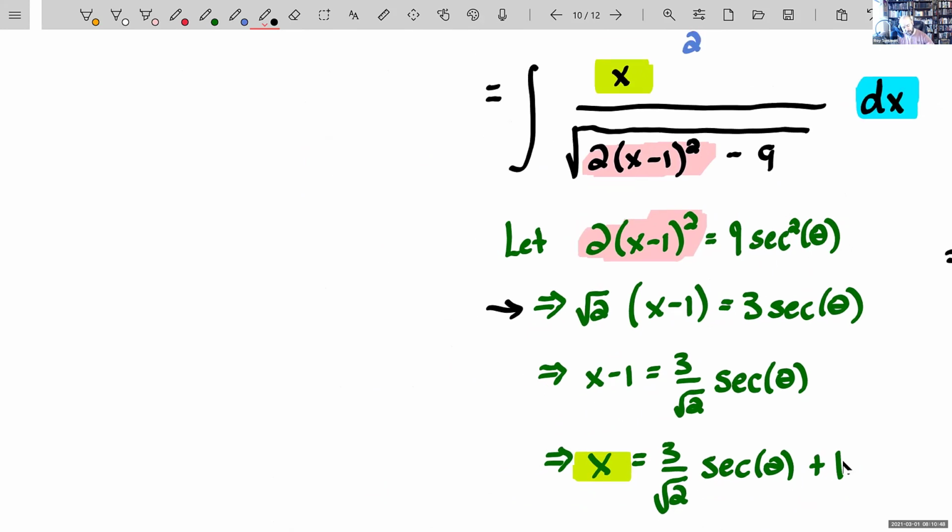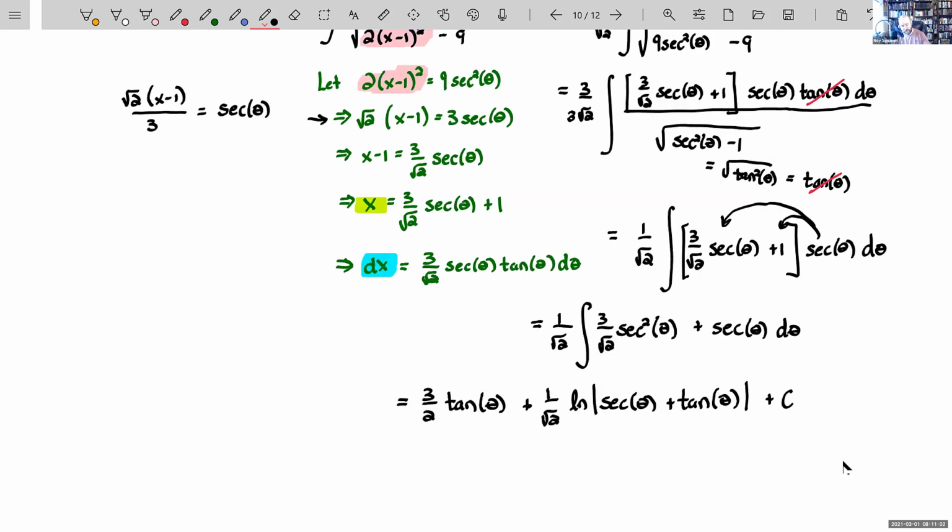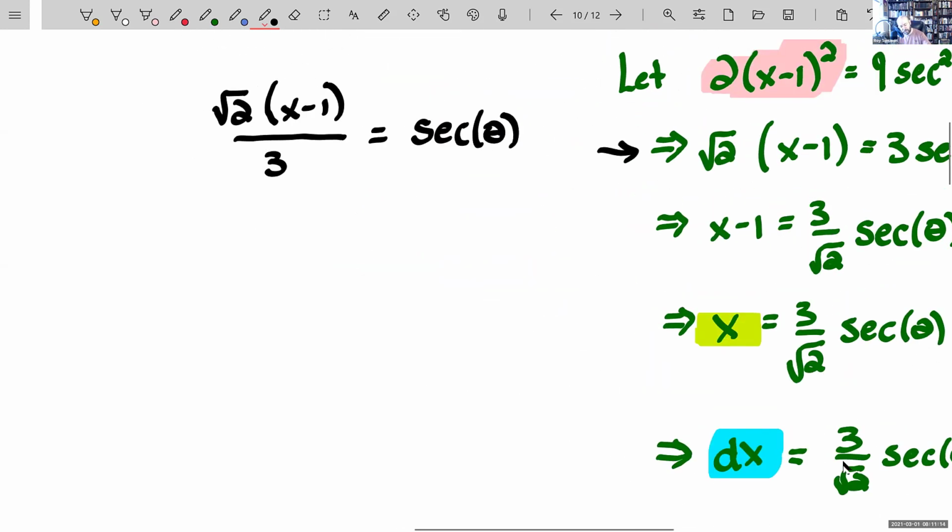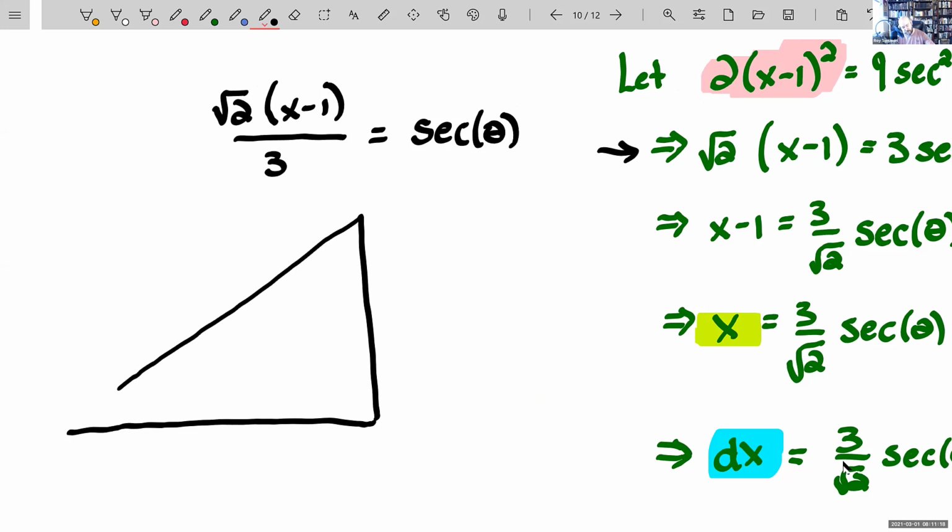So this tells us that root 2 times x minus 1 over 3 is the same thing as the secant of theta. I don't need to draw a triangle for the secant, because at least for this secant down here, I can trade it out immediately for root 2 times x minus 1 over 3. But I do have to draw a triangle to figure out what the tangent is. So let's go ahead and draw a right triangle.